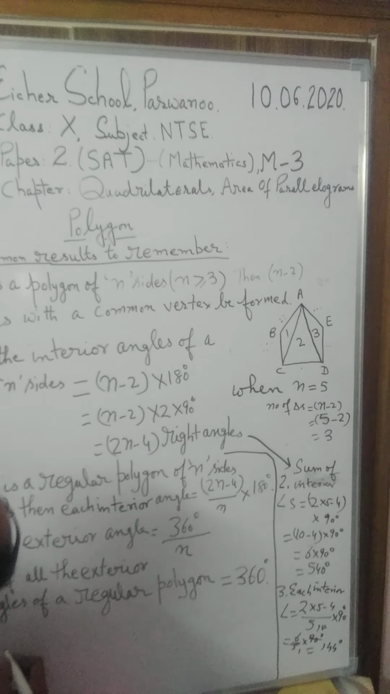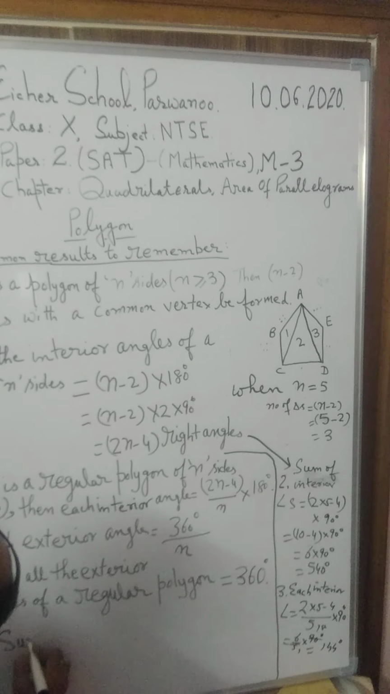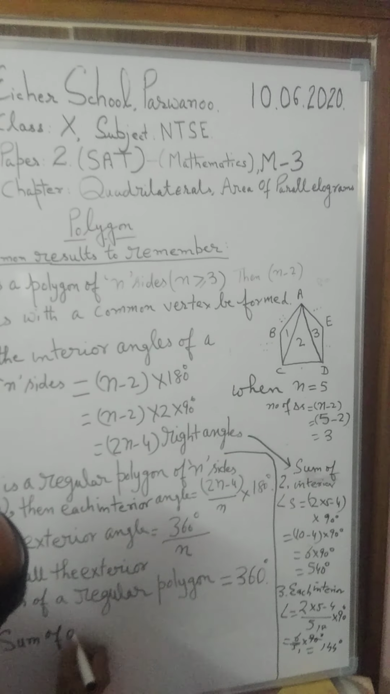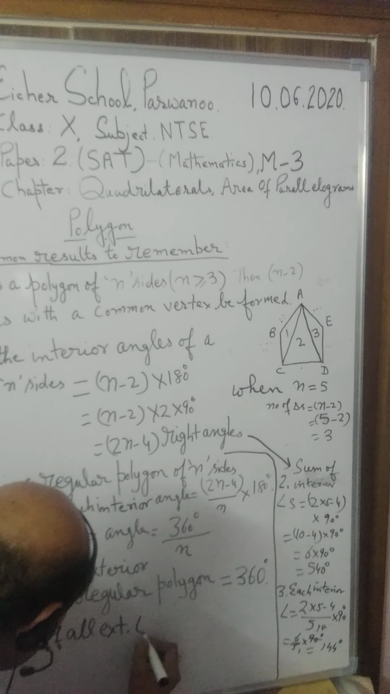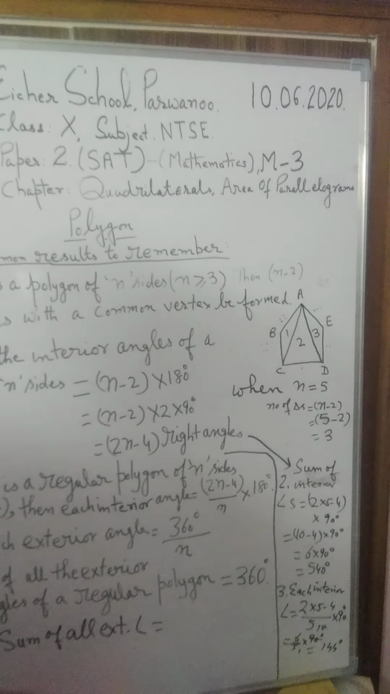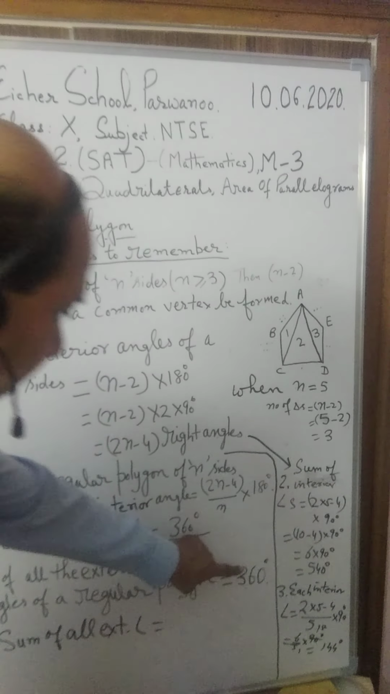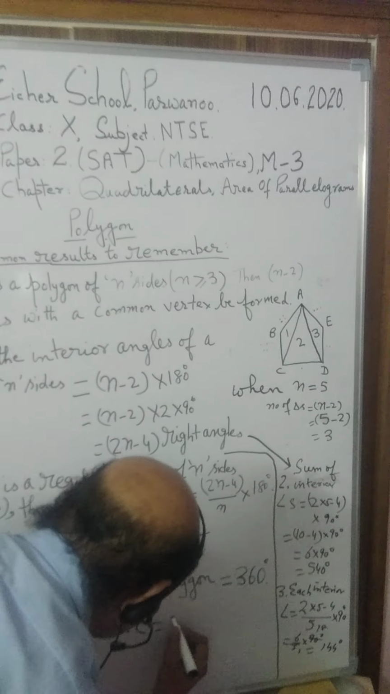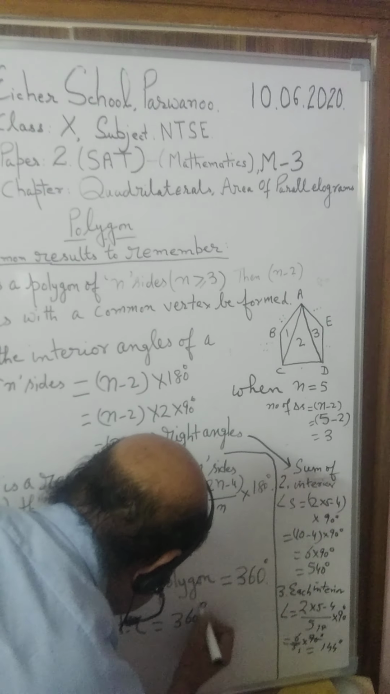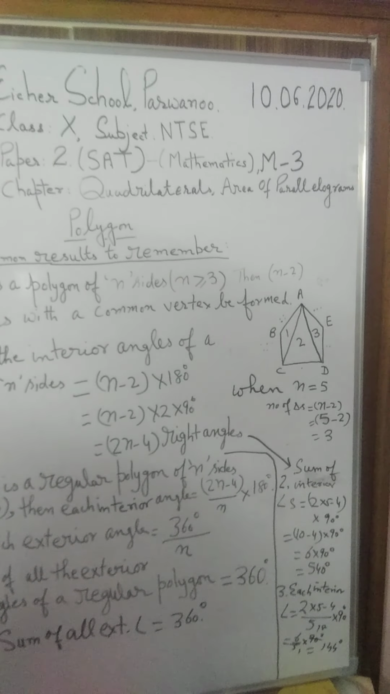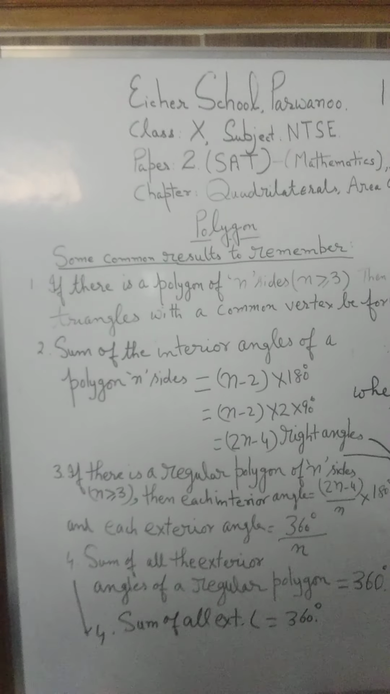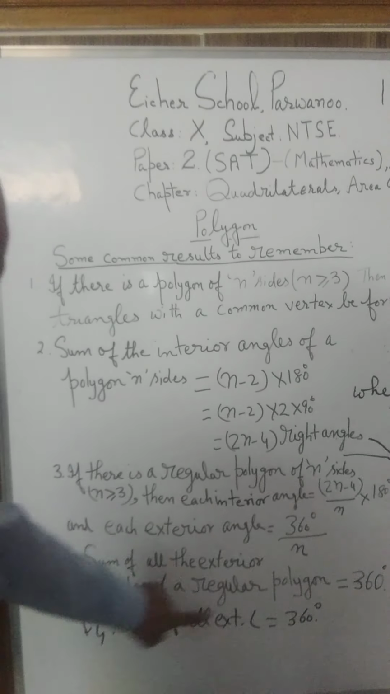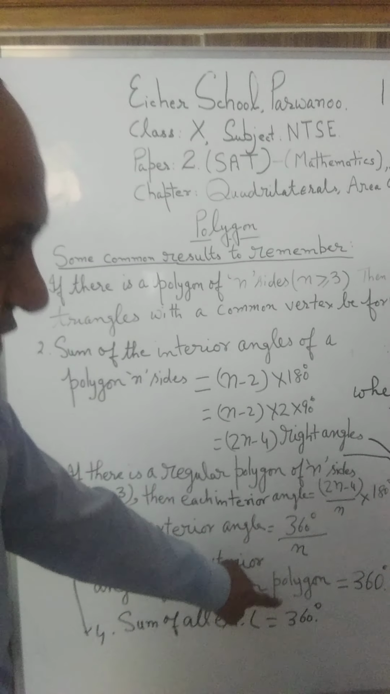Now the sum of all exterior angles will be equal to, now here it remains the same, 360 degrees. Now see carefully. The sum of all exterior angles is equal to 360 degrees.